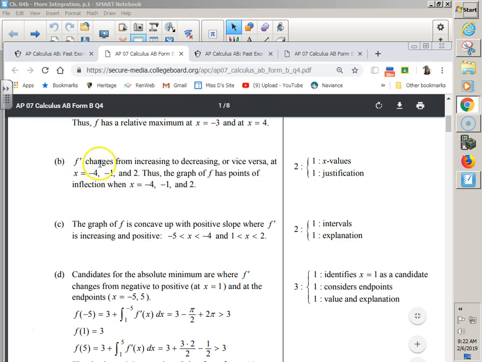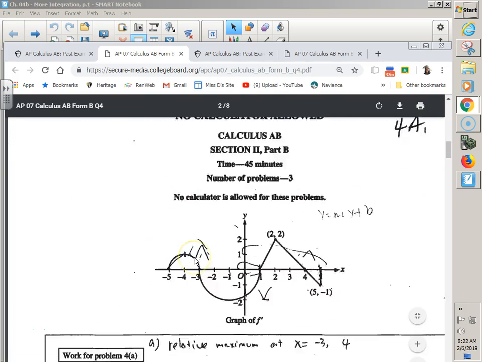Why? They said f prime changes from increasing to decreasing or vice versa at the points. They weren't even super specific talking about every single one. They just said f prime changes from increasing to decreasing or vice versa. Therefore, points of inflection. Let's see what the 9 out of 9 kid did.